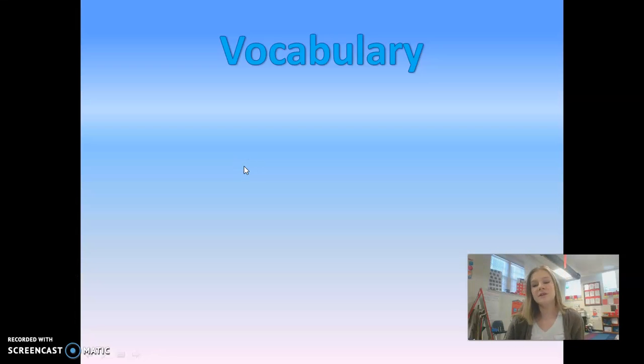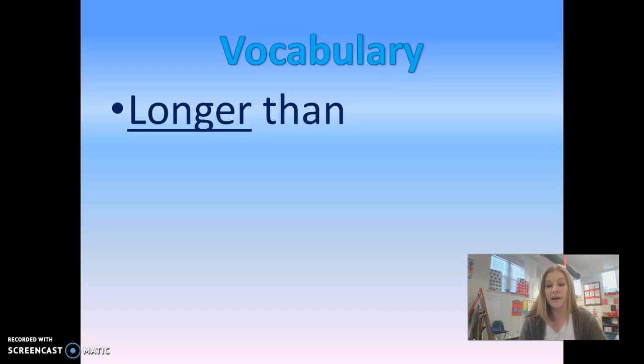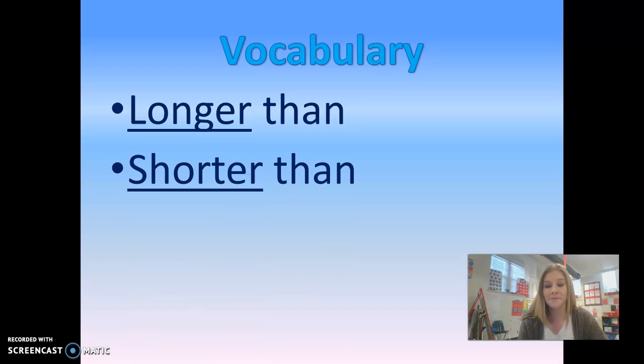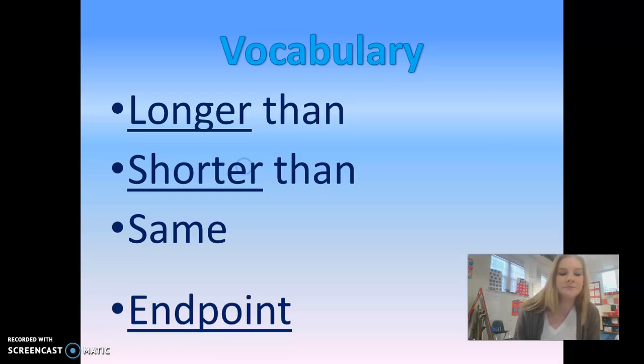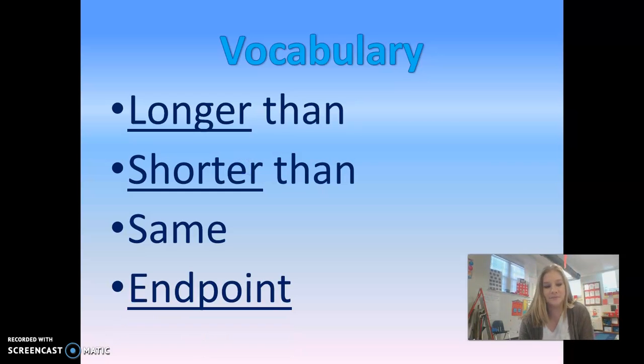So let's go over some vocabulary that you might see or hear on these assignments. I'm going to read them to you first, and then we will talk about them on some slides coming up. So you might see or hear the word longer than. You might see or hear the word shorter than. You might hear or see the word same. And you might hear or see the word endpoint.